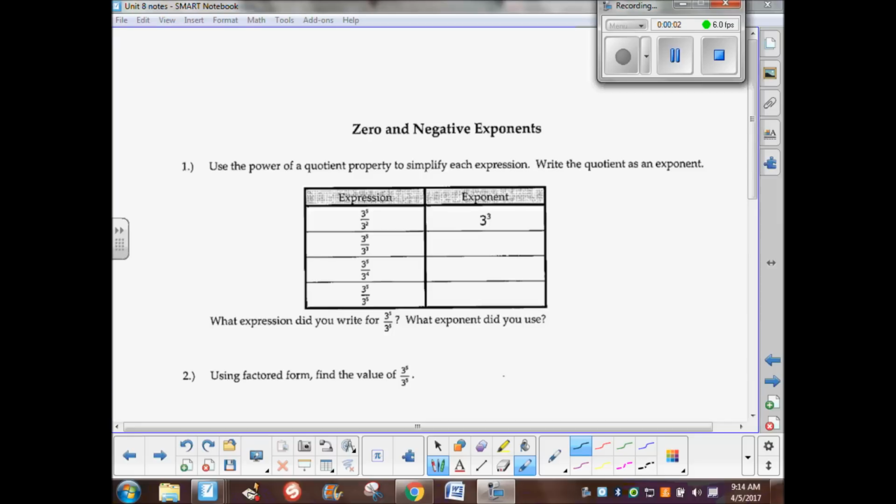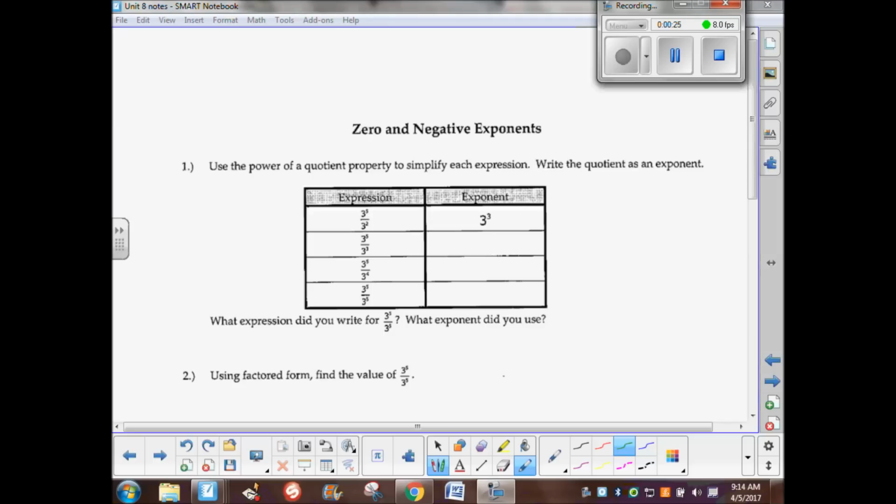And negative exponents. So let's use the power of the quotient property to simplify the expression. Write the quotient as an exponent. So the first one's done for us. When you divide and you have like bases, you subtract the exponents. And my old eyes really can't see those exponents there. So somebody tell me what the first one's going to be.